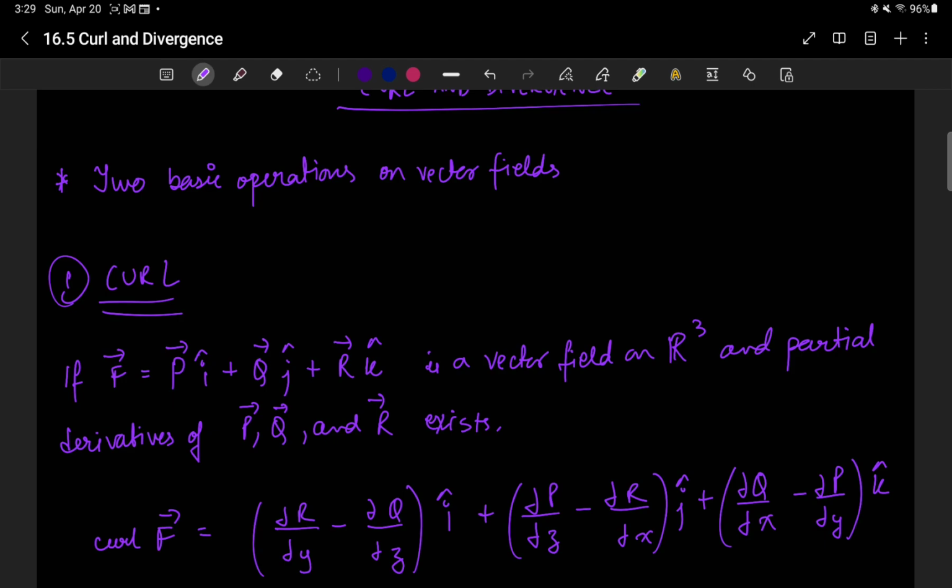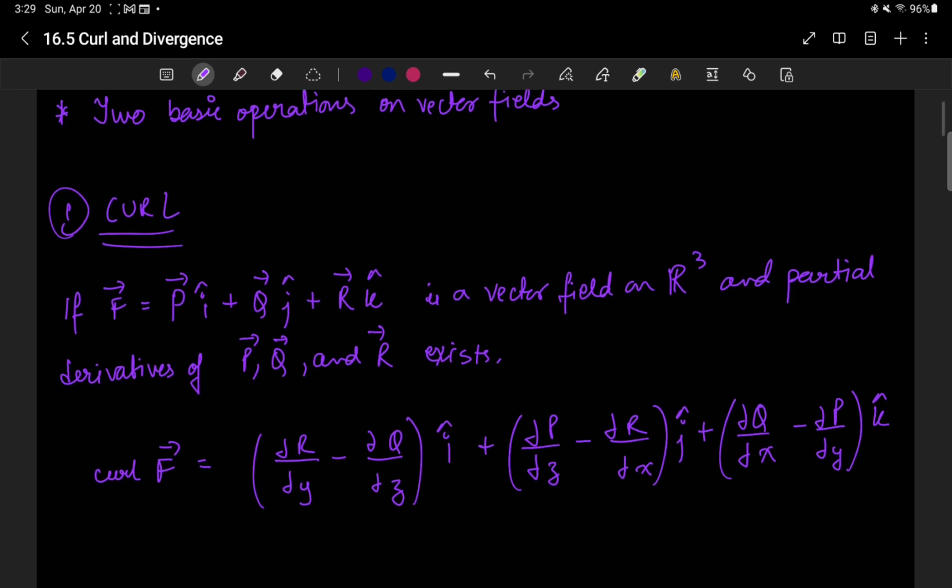So let's jump into the first one. The first operator is called curl, and we're going to look at its formal definition and see that it's actually connected to another mathematical operation that you've done before. We start with a vector field F given component-wise as P i cap plus Q j cap plus R k cap. It's a vector field on R3, which means regular three-dimensional space. And we assume that all of the partial derivatives, with respect to x, y, and z, for each of the functions P, Q, and R exist.